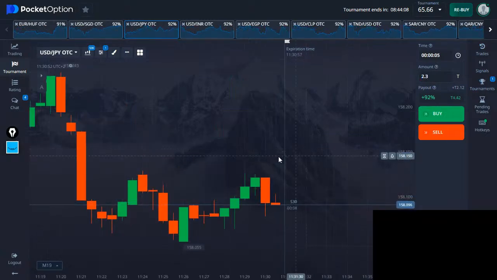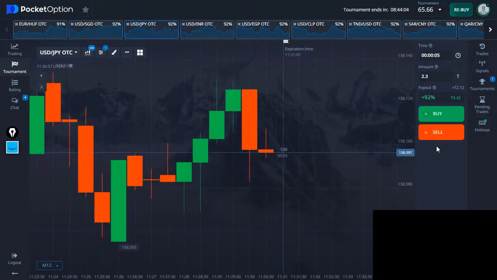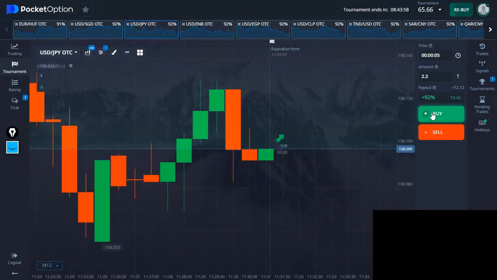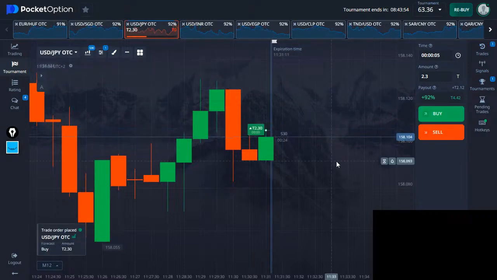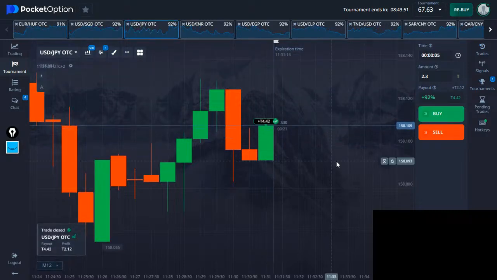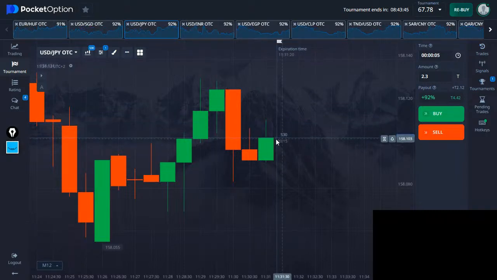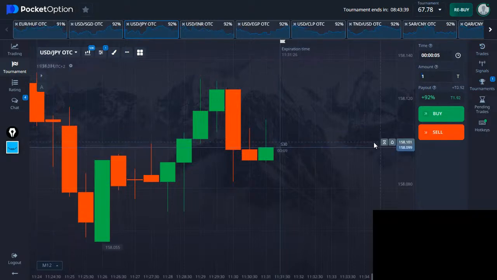Now, in a normal situation, this is a very jumpy pair. So, regardless, let's trade. Green. Powerful green. We go for a buy. That's a win. And a 10-second trade would have also been a loss in this case or a refund, depending on my entry point. Let's go back to 1.